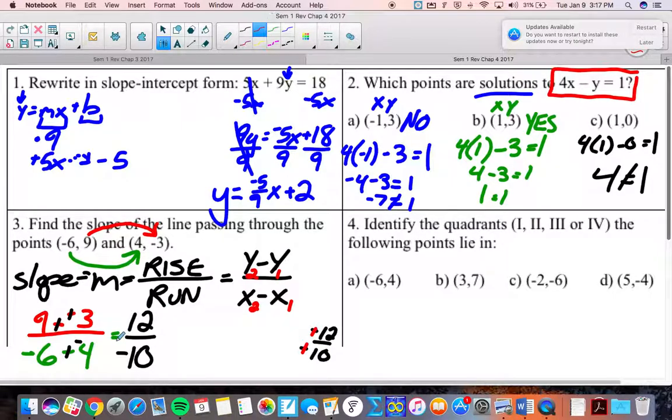If you have a negative out in front or on the bottom, it means the same as being on the top. Your options will not have negative signs on the bottom. In this case, this negative sign moves up to the top. So I have a negative, and then try to simplify. What number goes into 10 and 12 besides 1? 2 does. So divide the top and the bottom by 2. So this is the same as negative 6/5.